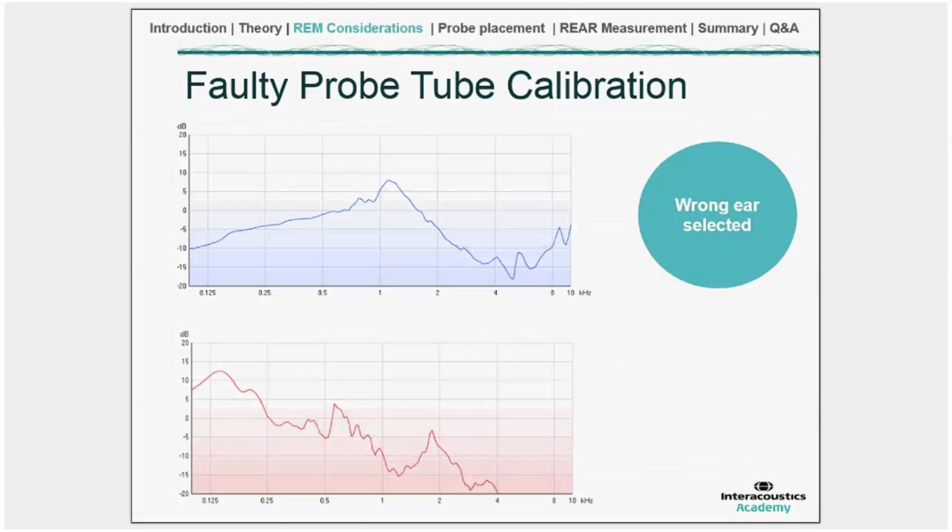The lower curve is where they have the correct ear selected, but they haven't aligned the probe tube with the reference microphone. So what that means is that they're not going to be at the same position, and that causes a graph that looks very bumpy. If you see this graph, then I would recommend you realign the probe with the reference microphone and run the measurement again. And then you should find that the curve becomes nice and smooth like we saw on the previous slide.